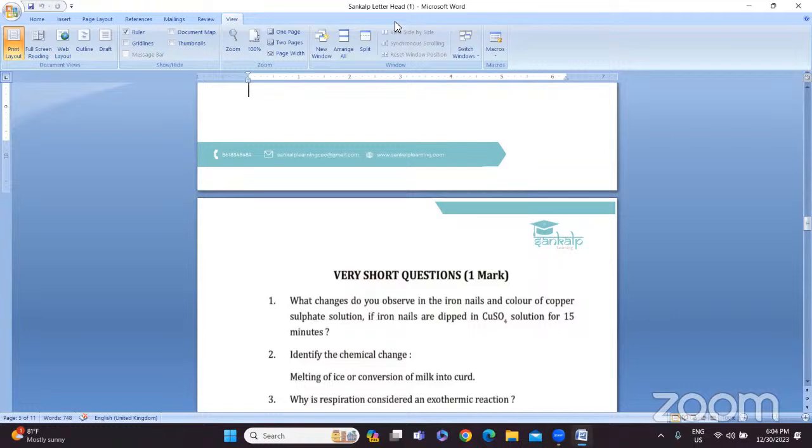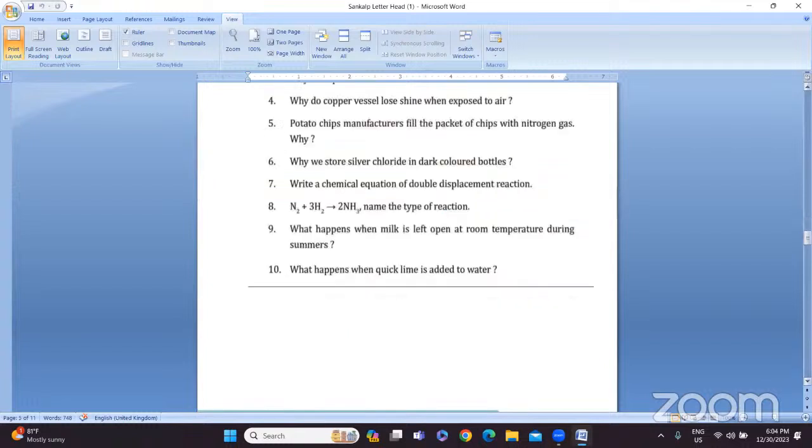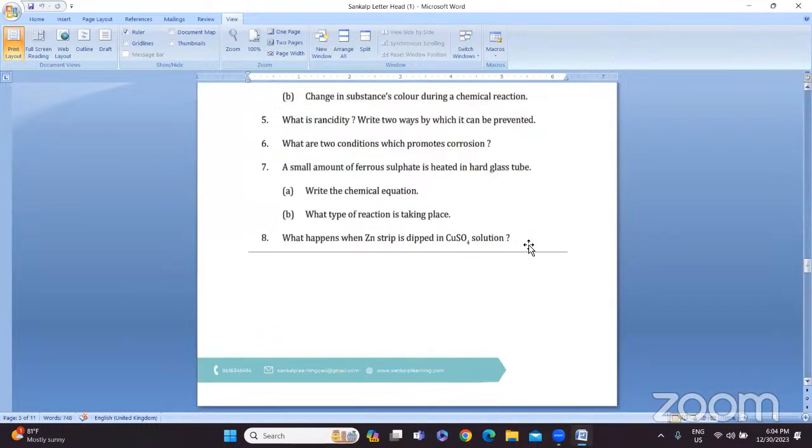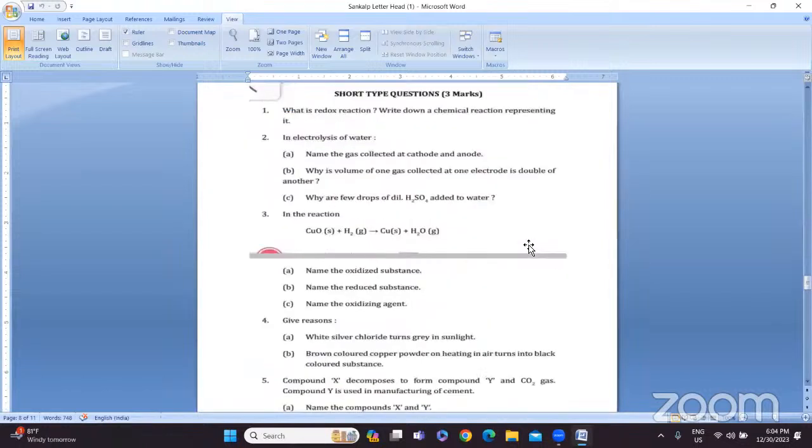1 mark questions also we have seen. Then we have seen a few 2 marks questions in the previous class. Then moving further, the short type questions for 3 marks, right? We have discussed what is a redox reaction, write down a chemical reaction representing it. Then we discussed the second question, third question, fourth question, fifth question also.